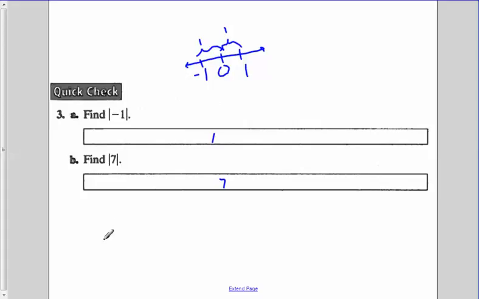The only twist would be if I had a negative sign outside of the absolute value bars. Then I have the absolute value of 7, but with a negative outside, so this one would actually be negative 7. We'll talk more about that later on, but just a little teaser for the future.